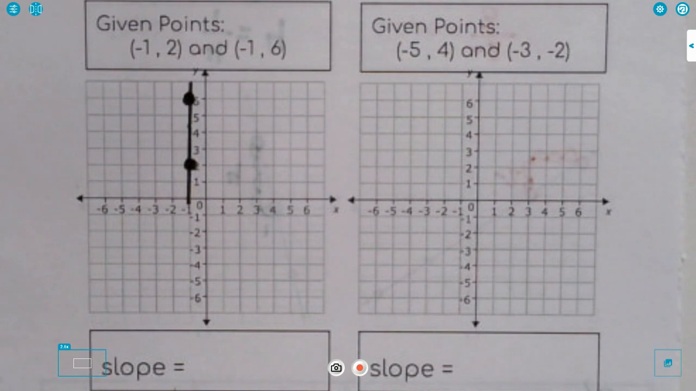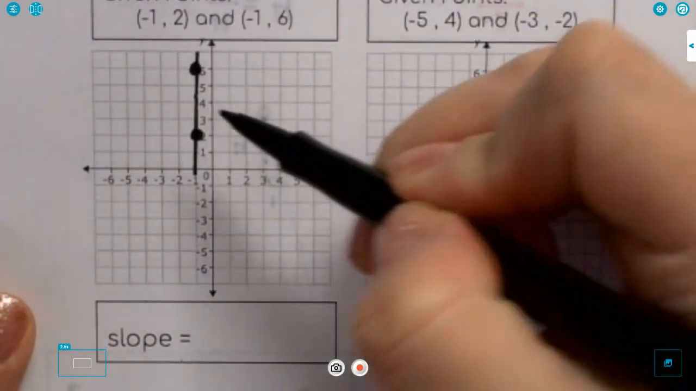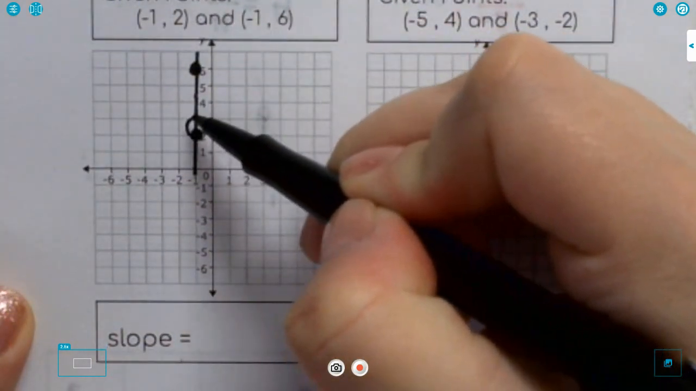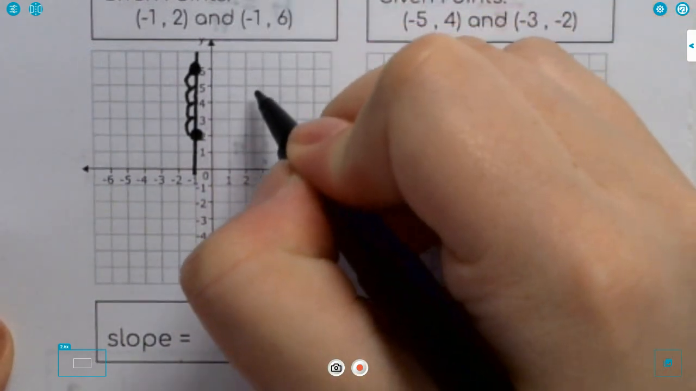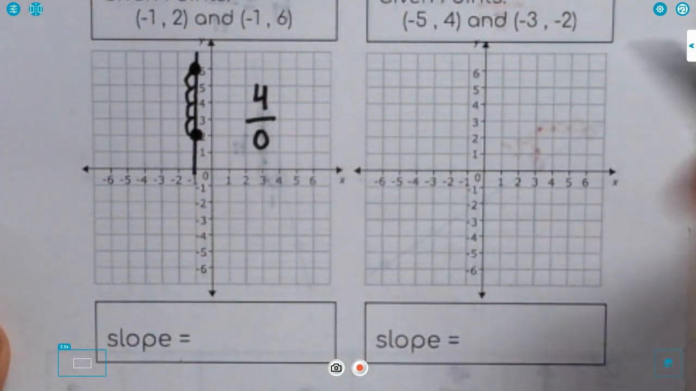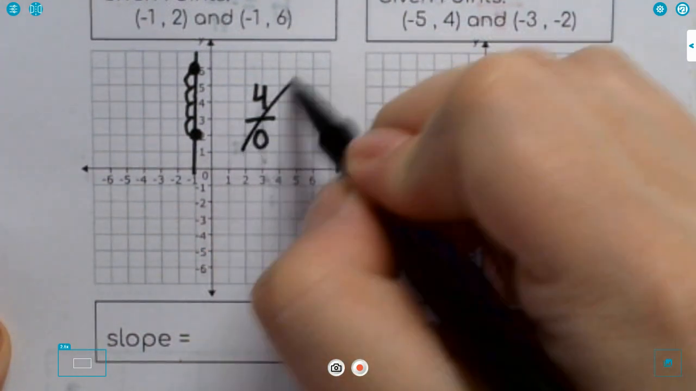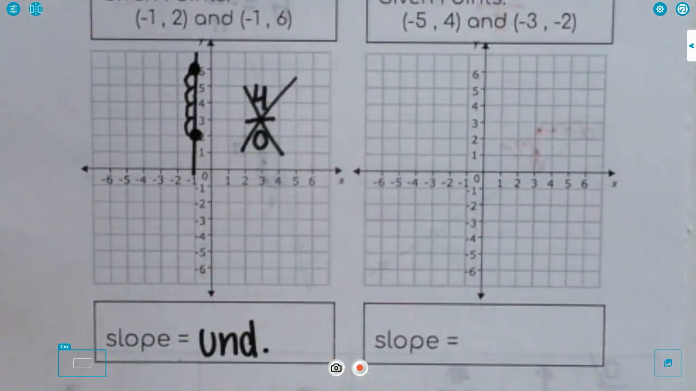Okay, what kind of line is this? Undefined. So this line is going straight up and down. If I were to count my rise, I would go up 1, 2, 3, 4, up 4, and then my run is 0. So I would have 4 over 0. I cannot divide by 0, not allowed. So I write down for my slope undefined. You can write U and D. All that good.